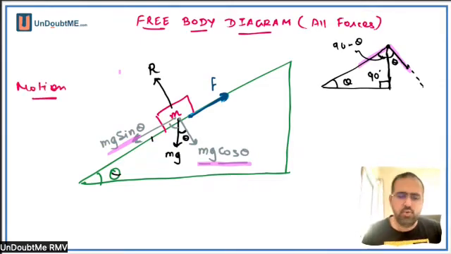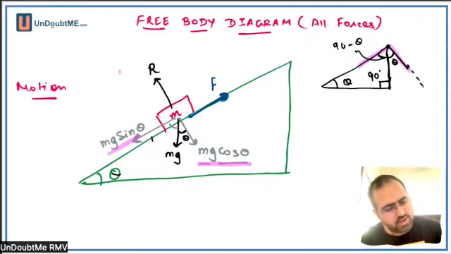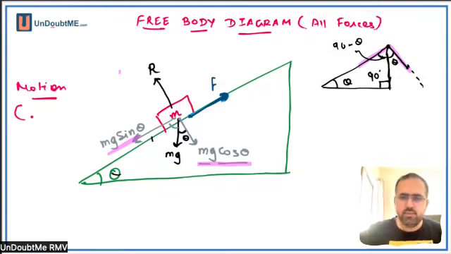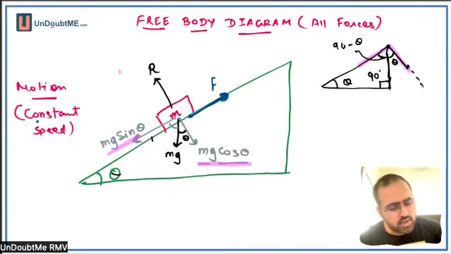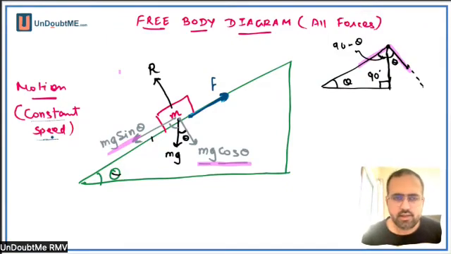Now in motion there are two cases. First, let's say you have tilted the table to such a level that the object starts sliding down, but that sliding is happening with a constant velocity. Though it is a motion, it is a constant speed. Now if it is a constant speed, will acceleration be zero or non-zero? Acceleration will be 0.